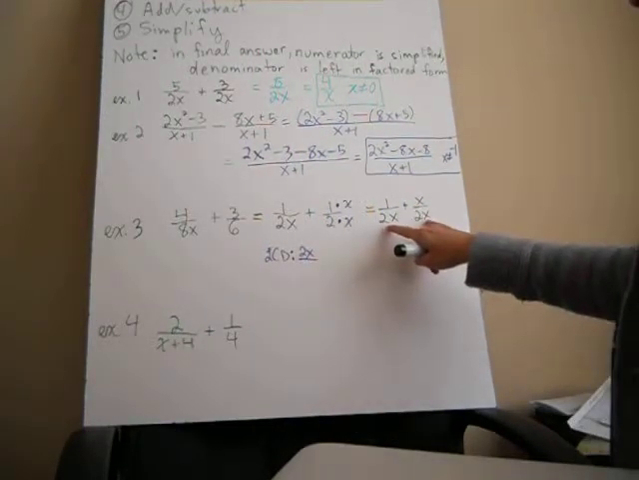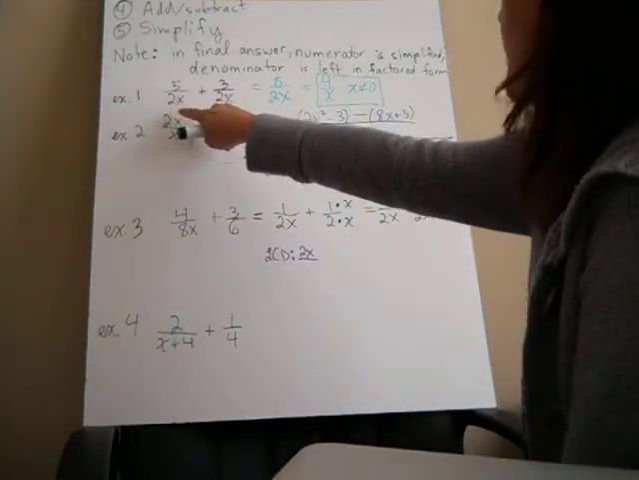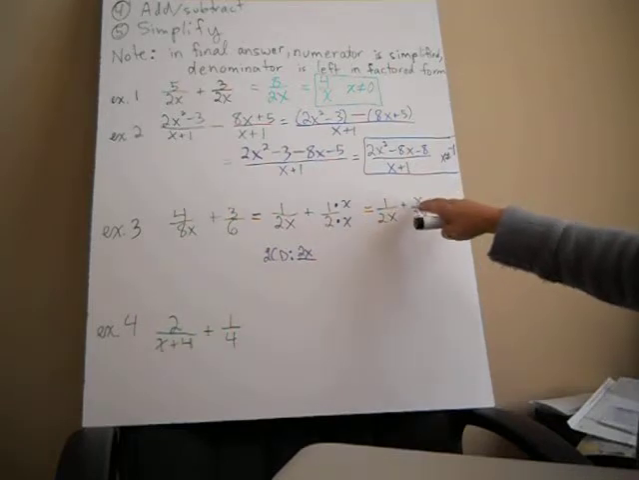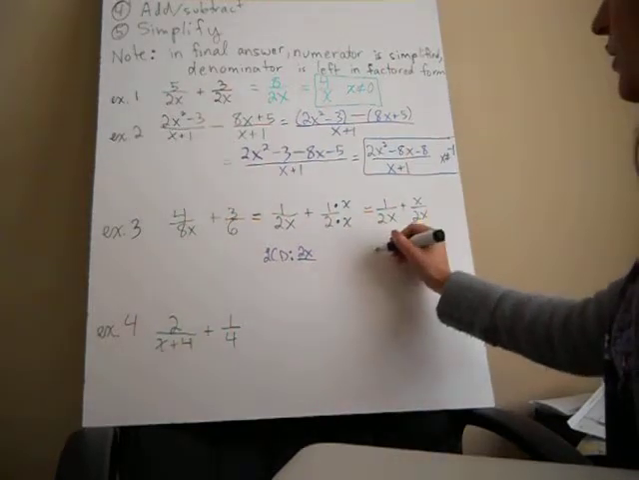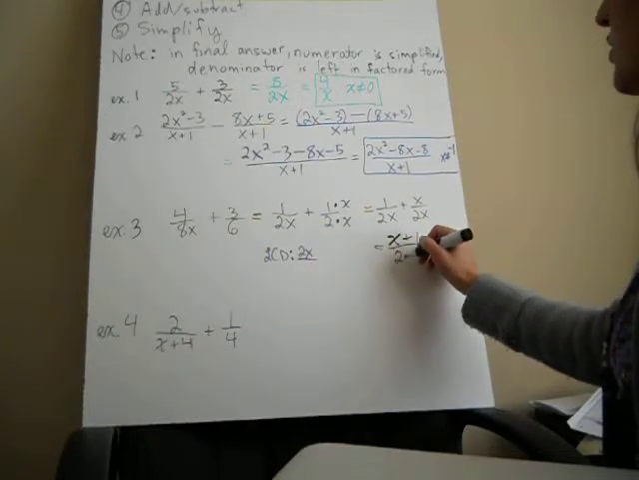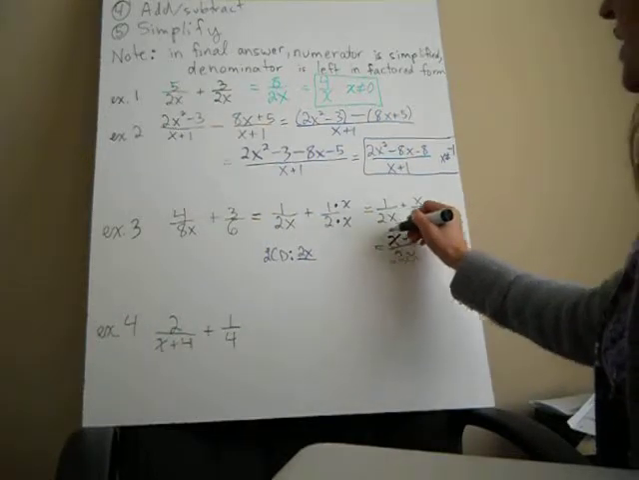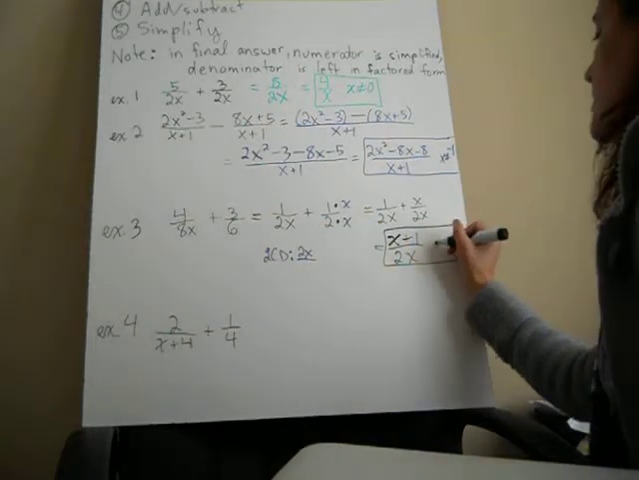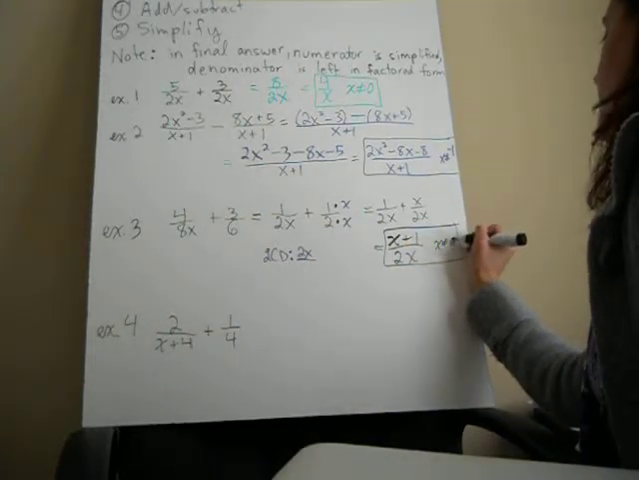Now that we have a common denominator, this is a whole lot like number 1, only here we just had numbers so we could combine them. But if you have a variable and a number here, you're done. There's nothing you can do. So that gives you x plus 1 over 2x. And x could not have equaled 0.